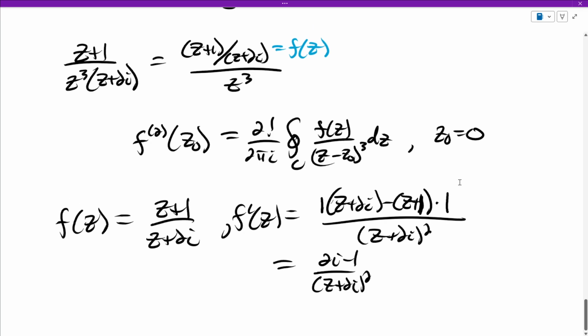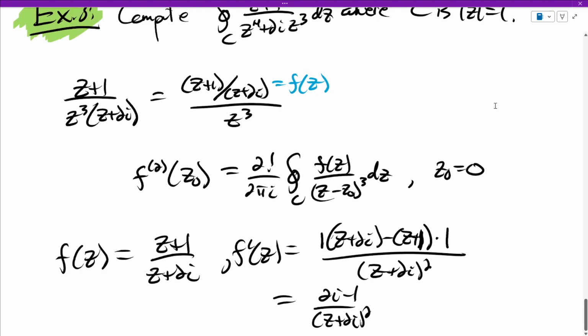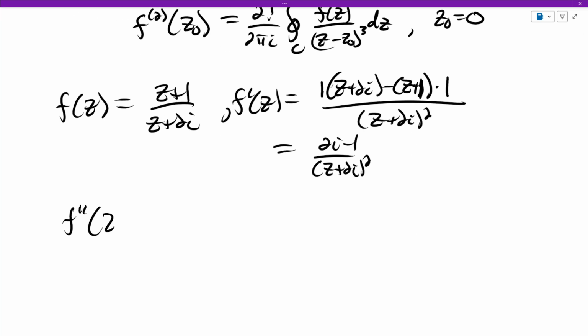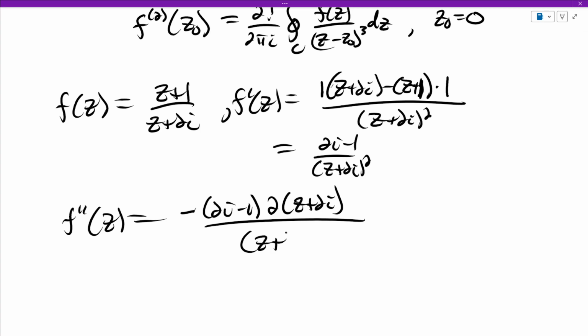Is that correct? Did I write that down right? Yeah, looks good. All right, and then f double prime of z is the next derivative. We differentiate a constant, nothing happens, or we get 0, so that term doesn't matter. So then we have the constant times the derivative of the denominator. That's negative twice (z plus 2i) all over the denominator to the fourth. Or we could have written this as a negative exponent, whatever.